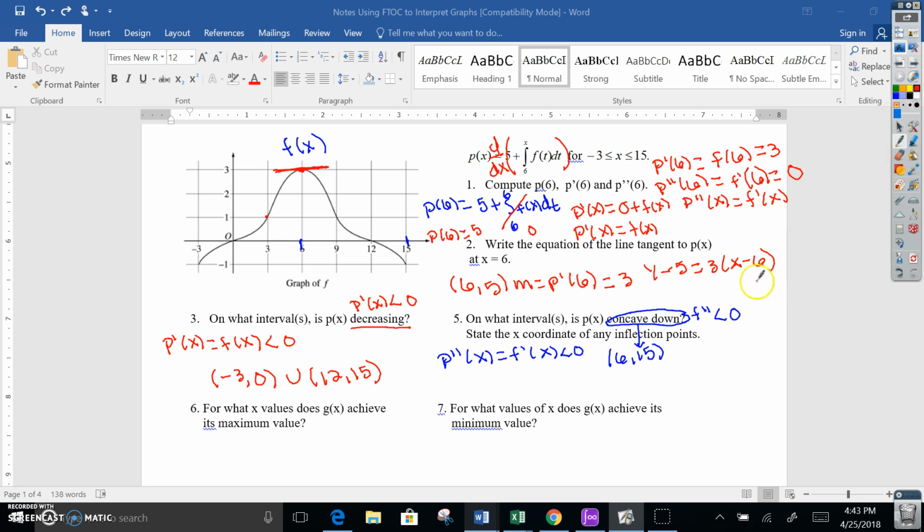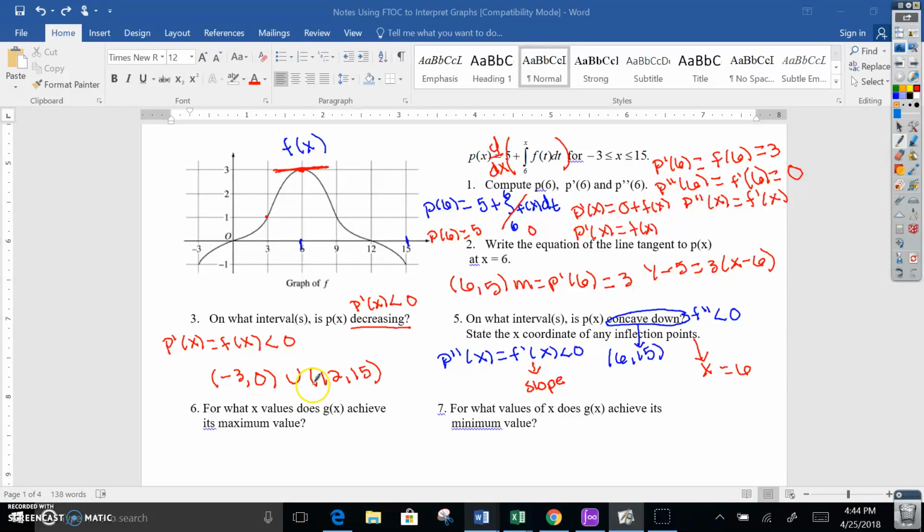Then it asks about inflection points. Inflection points are changes in the concavity, which means the second derivative is going to change sign. And for us, we're looking at the slope here. So we need to figure out where the slope of f is going to change direction or change sign. So that's going to happen at exactly x equals 6. So my inflection point happens at x equals 6. And I was only asked to give the x coordinate. All right, maximum and minimum.